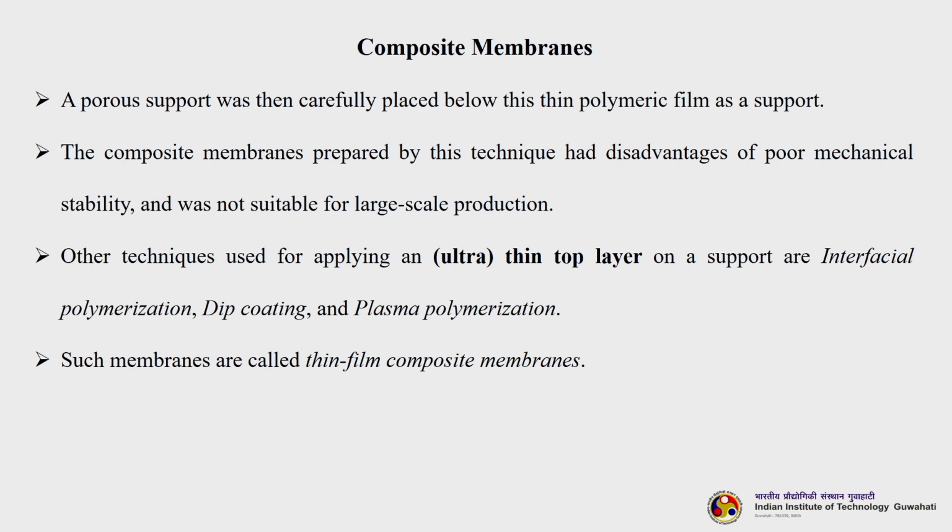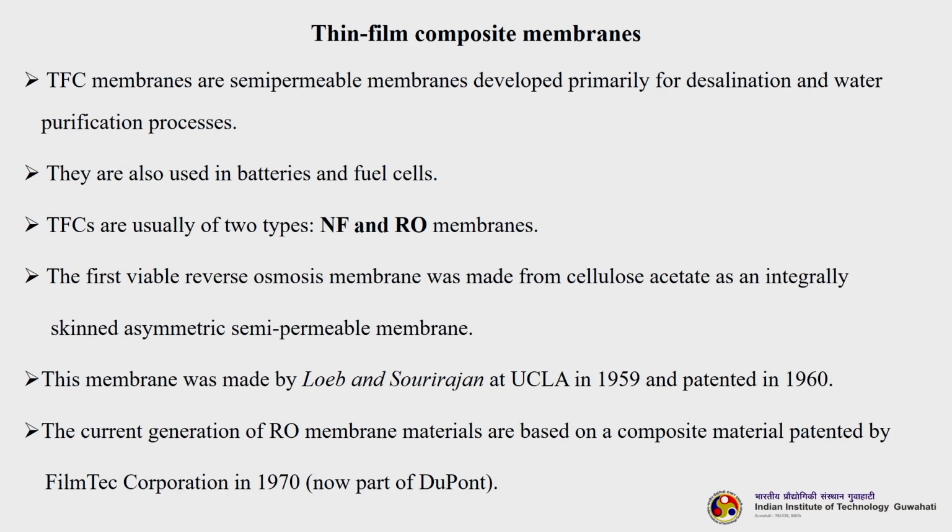So, other techniques used for applying a thin top layer on the support are called interfacial polymerization, dip coating and plasma polymerization. To get rid of this mechanical stability problem, interfacial polymerization, dip coating and plasma polymerization came into the picture. Such membranes, having a very thin top layer along with a microporous support or even an ultrafiltration support, are called thin film composite membranes. We will discuss a little about thin film composite membranes.